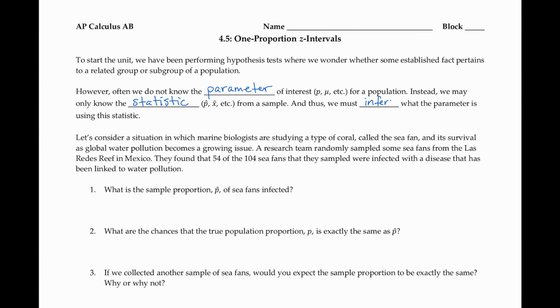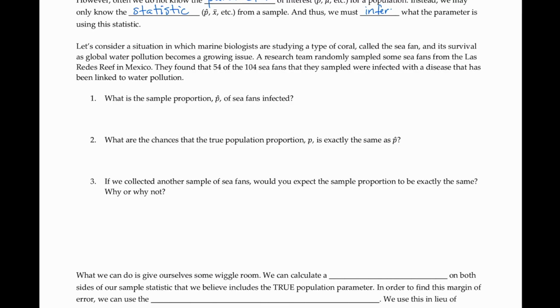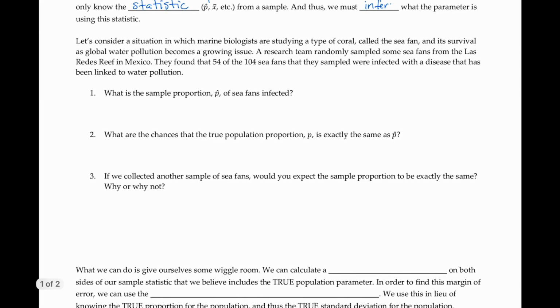So let's consider a situation in which marine biologists are studying a type of coral called the sea fan, and its survival as global water pollution becomes a growing issue. A research team randomly selects sea fans from the Las Redes Reef in Mexico, and they found that 54 of the 104 sea fans that they sampled were infected with a disease that has been linked to water pollution. So the first thing we're going to do is calculate our sample proportion. Go ahead and pause and find that.